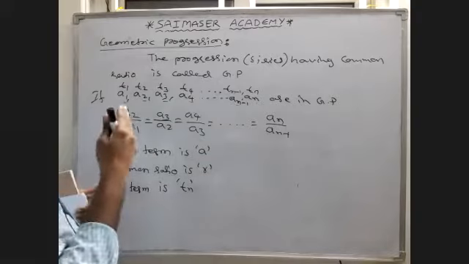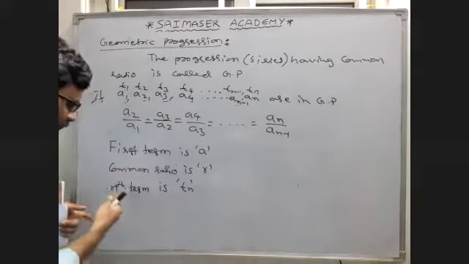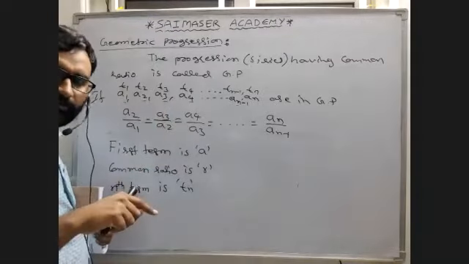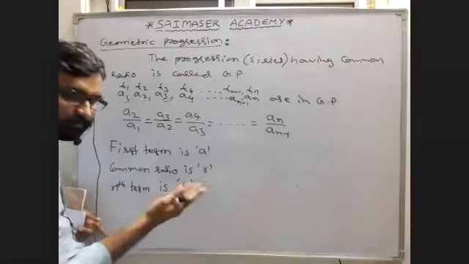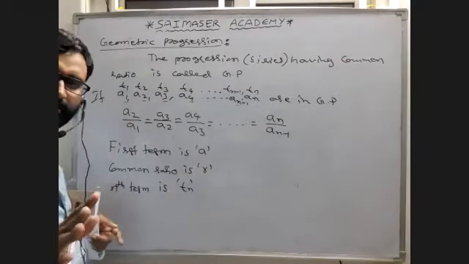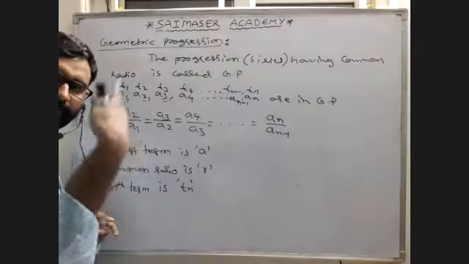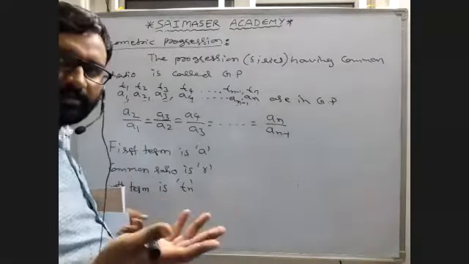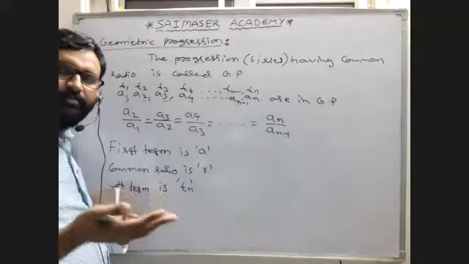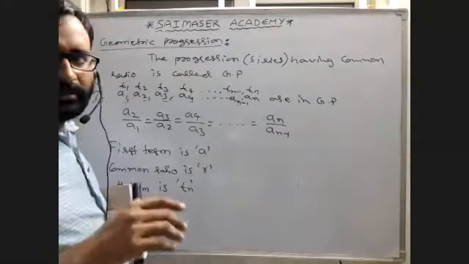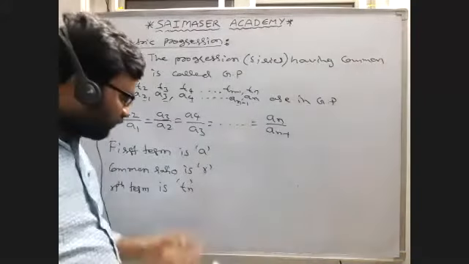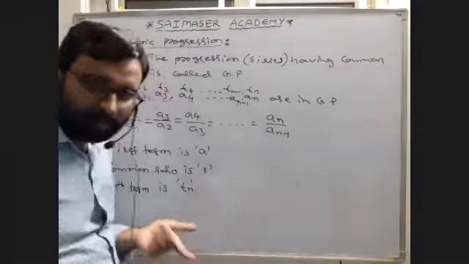T1, T2, first term, second term, third term. To find the fourth term, we have to take n equal to 4 here, and you will get the answer. To find the third term, take n equal to 3. To find the 8th term, 9th term, 100th term, 500th term, whatever it is, you have to take that number in place of n, depending on what is asked in the question. There is also a formula to find this Tn, which I will give you.